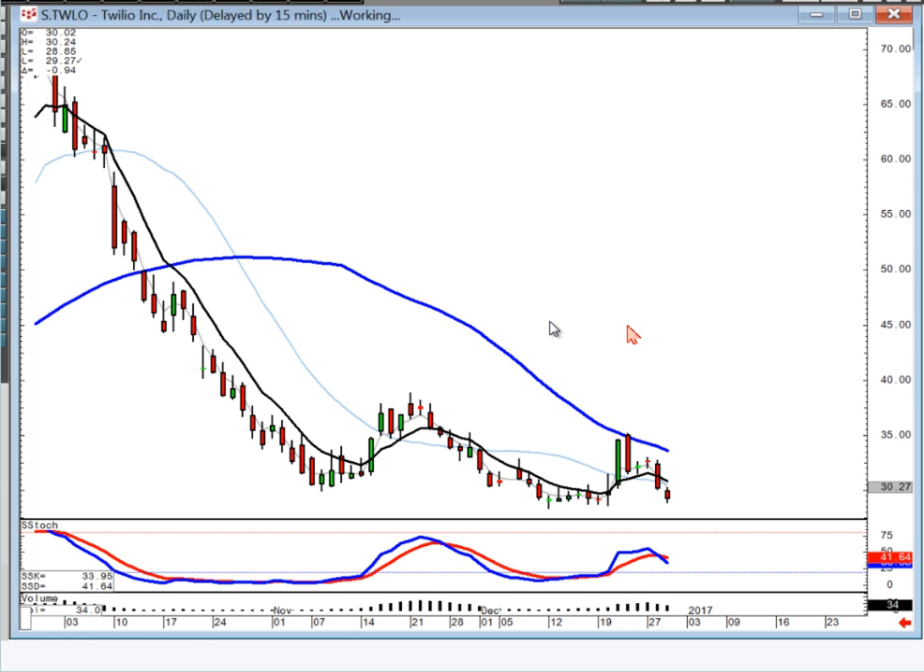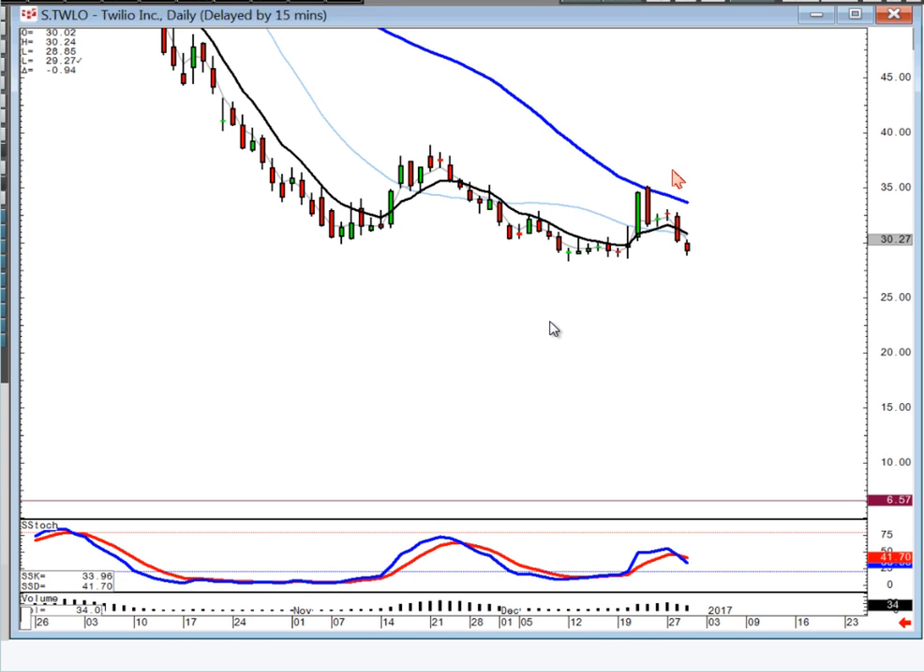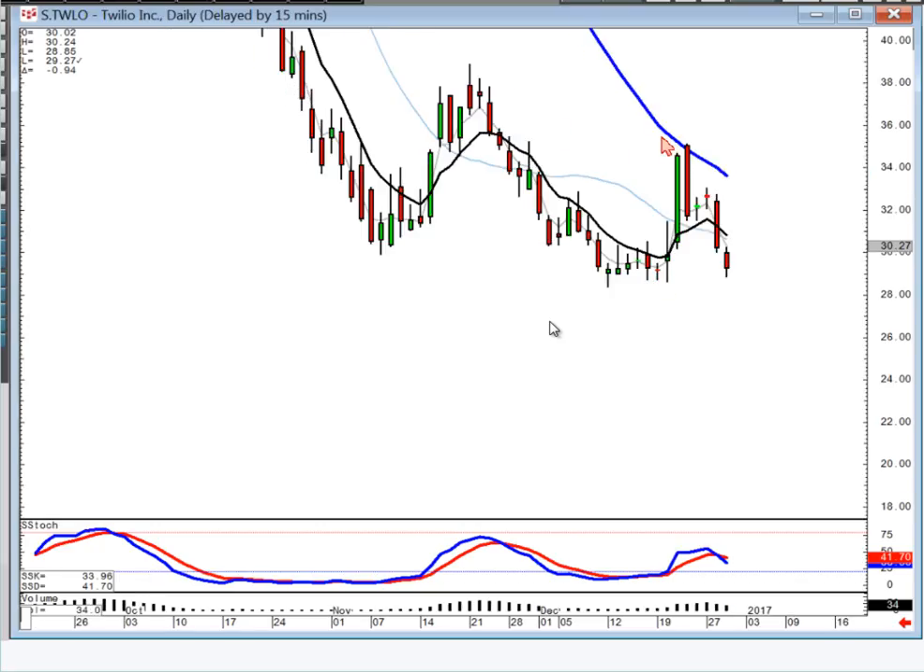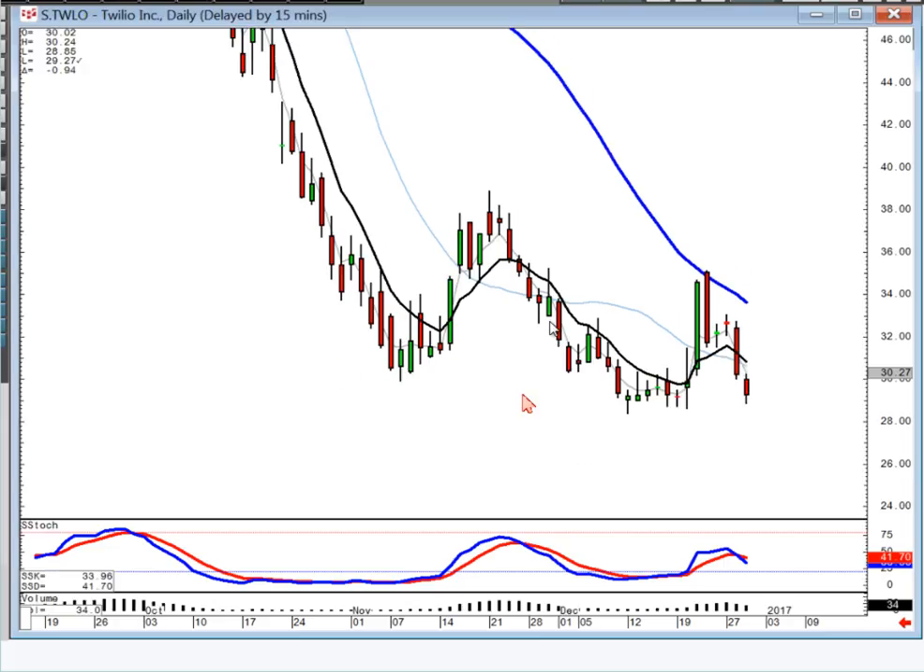Today we shorted Twilio. Same scenario. Look at where your big dark cloud occurred. Right smack dab at the 50. Then there's your double doji. Sold off. We shorted it today. If it breaks through this level, where's our next target? At least down here, and or could be another big move for the downside.